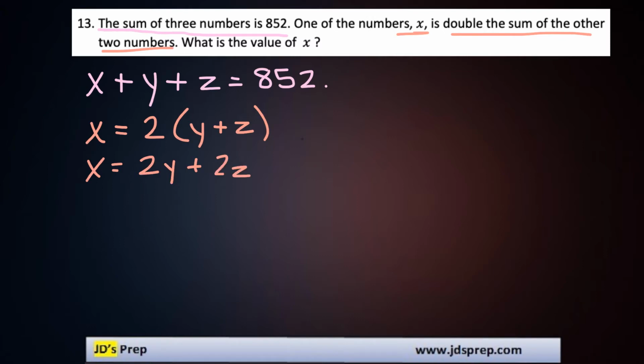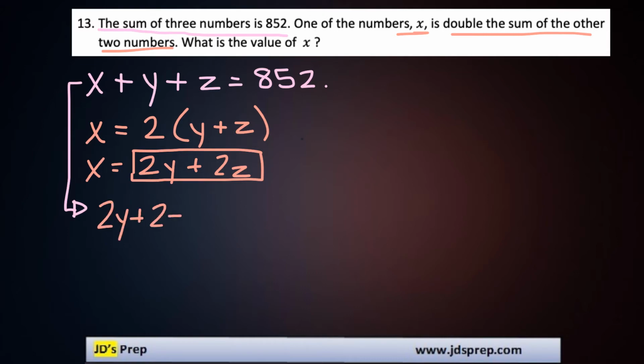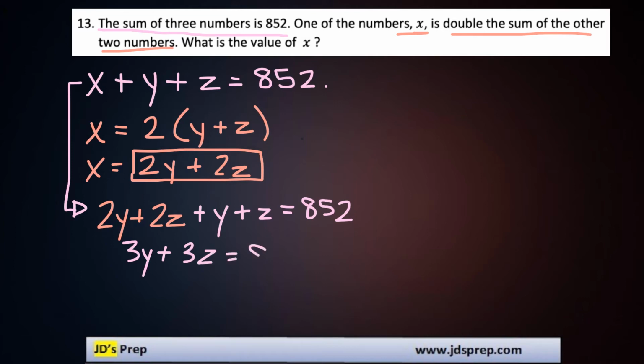Now, the next thing we're going to do is rewrite this original equation, but instead of x, I'm going to replace it with what we just figured out x is equal to, 2y plus 2z. So that would look like 2y plus 2z plus y plus z equals 852. And from there we can simplify that a little bit by combining our like terms. We would then get 3y plus 3z equals 852.